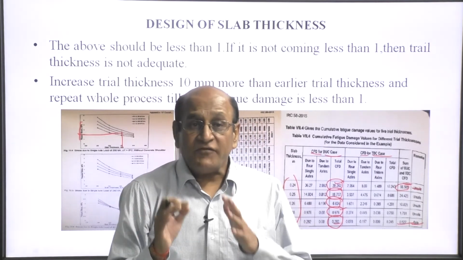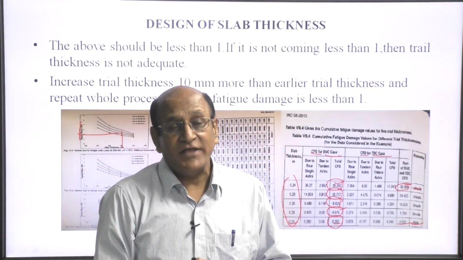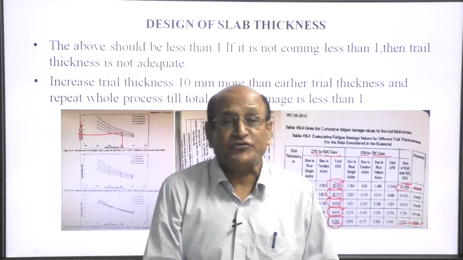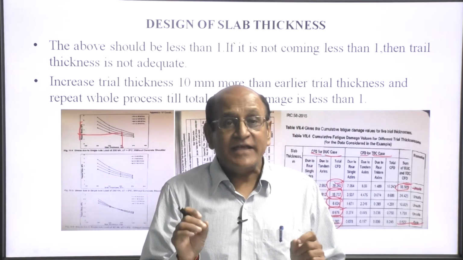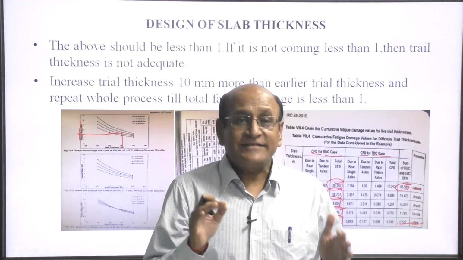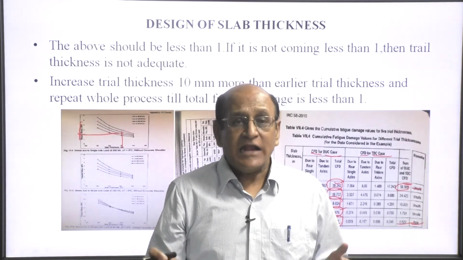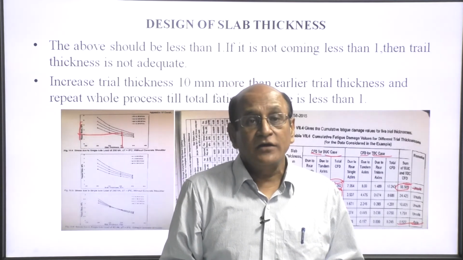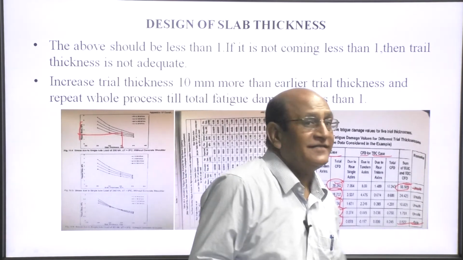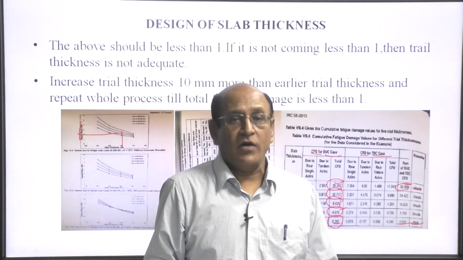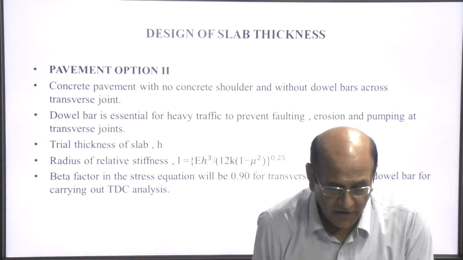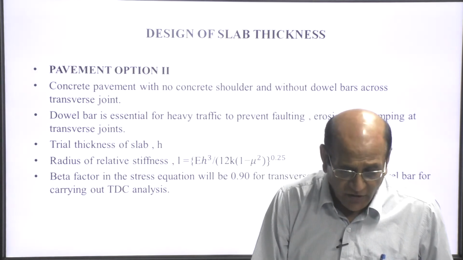So, if the summation of both fatigue damage is coming more than 1, then we have to revise the whole process by increasing the slab thickness by 10 mm. At least the code is saying that 10 mm should be increased while repeating the whole process, and check again whether it is coming less than 1 or not. If it is less than 1, it is okay and it is safe. So, this is the pavement option 2.